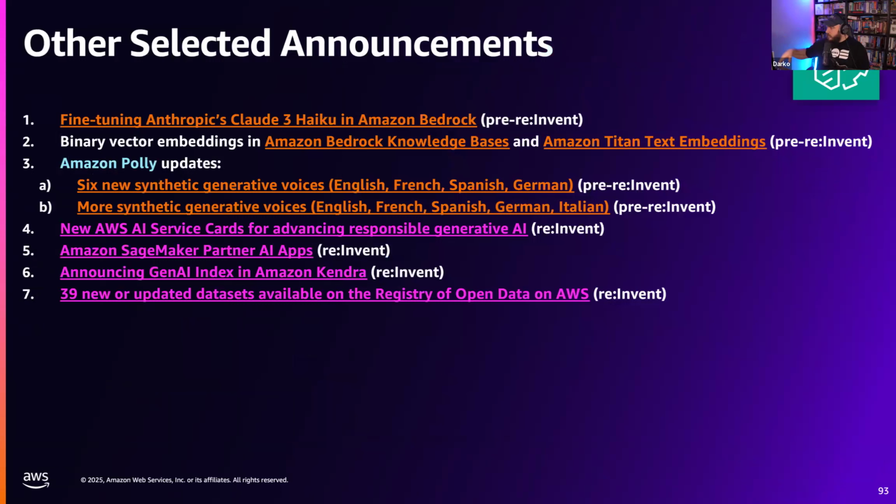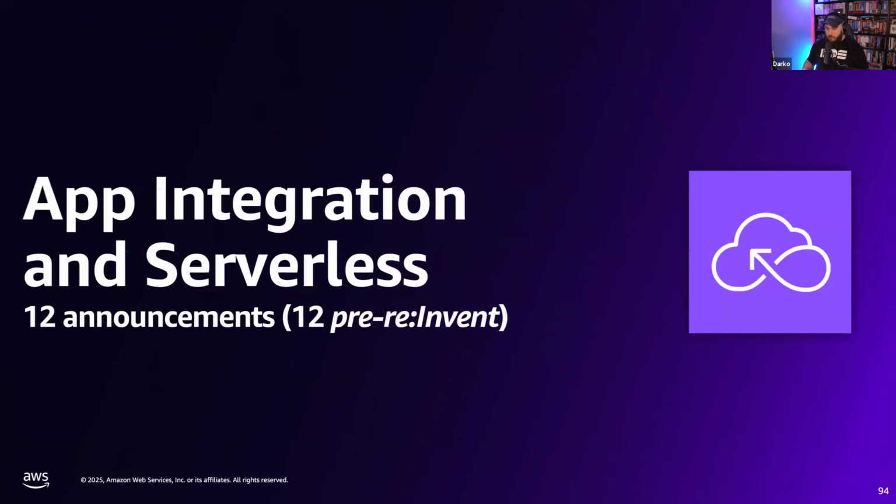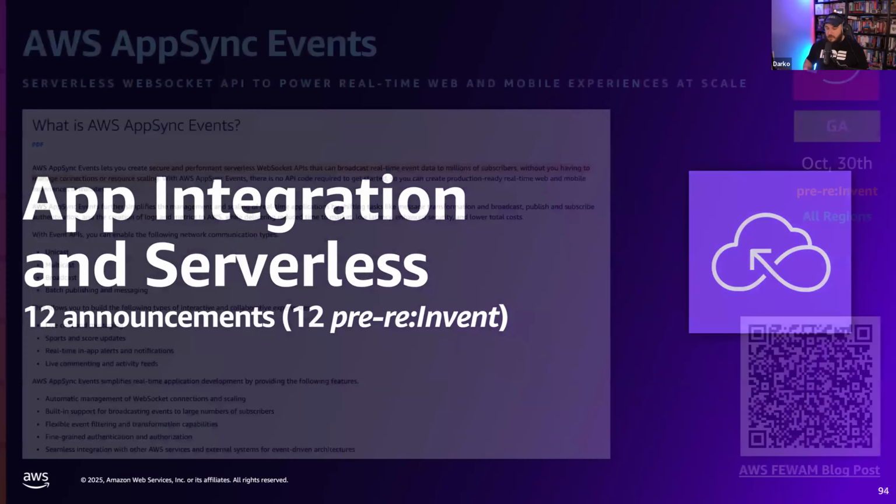Another couple of things: fine tuning, Haiku, and Polly updates. Okay, app services and integration. We're almost there. App integration and serverless. So there's a couple of notches when it comes to serverless. I'm going to go through a couple of things here.